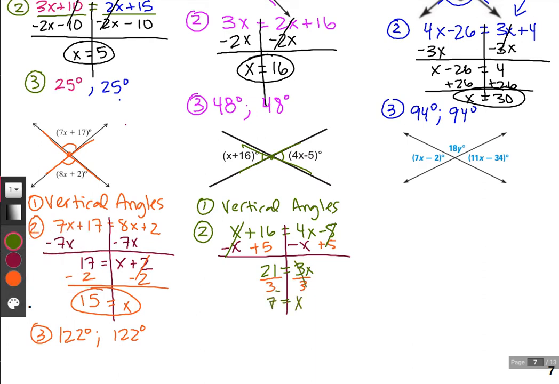All right. Angle findings, so x plus 16 turns to 7 plus 16, for a total of 23 degrees. And 4x minus 5 turns into 4 times 7 minus 5, which very predictably is 23 degrees. All right, last algebra geometry relationship of your review.